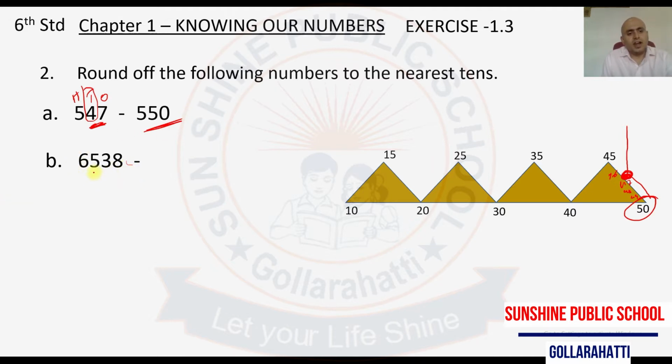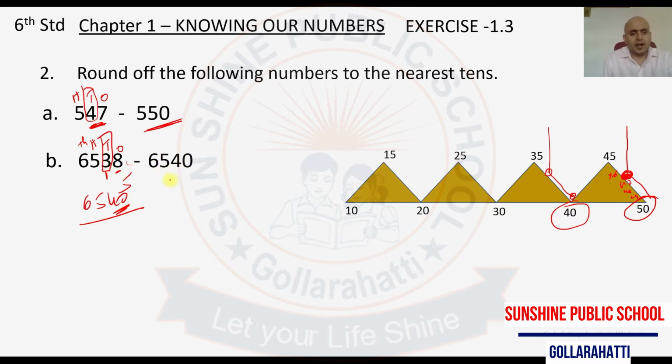6,538. We have to round it to the nearest tens. That is ones, tens, hundreds and thousands. So you have to round it to the tens place. That is 38. Here 8 is more than 5, so you have to add one to it. This becomes 6,540. If I drop a ball on 38, it lies between 35 and 40, so the ball goes down to 40. So this becomes 40, that's why it becomes 6,540.